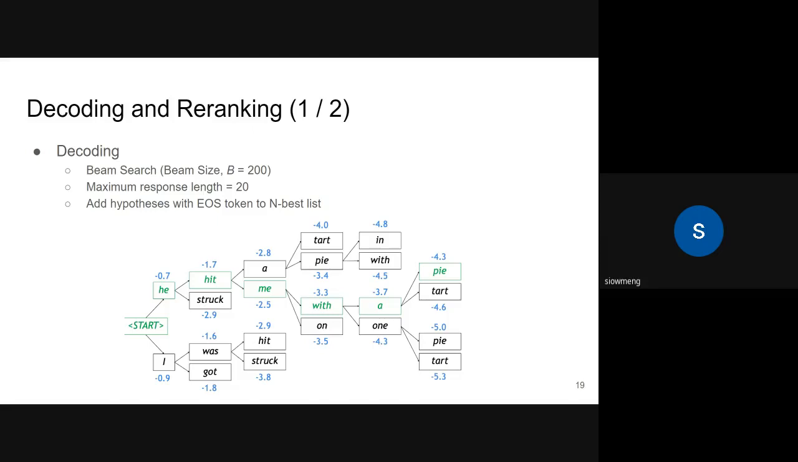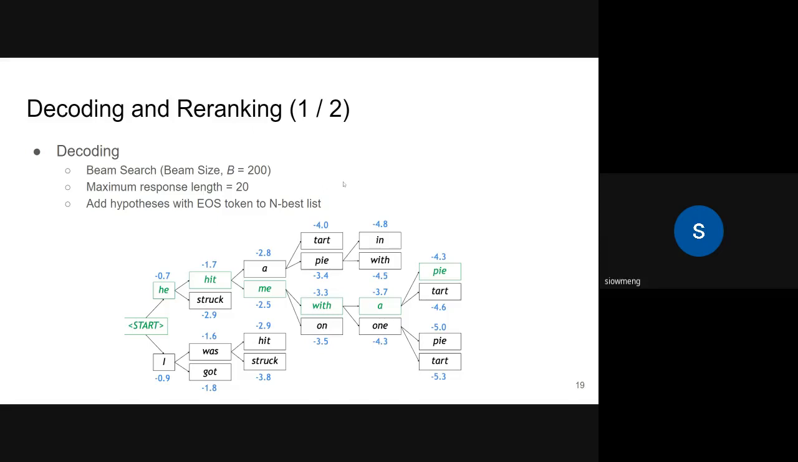And the maximum response length, you mean the sentence length of 20. So the stopping criteria is actually that the total number of word tokens will be less than or equal to 20. So those sentences that stop at 20 will be kept, and then this hypothesis will be added to the MBEST list.